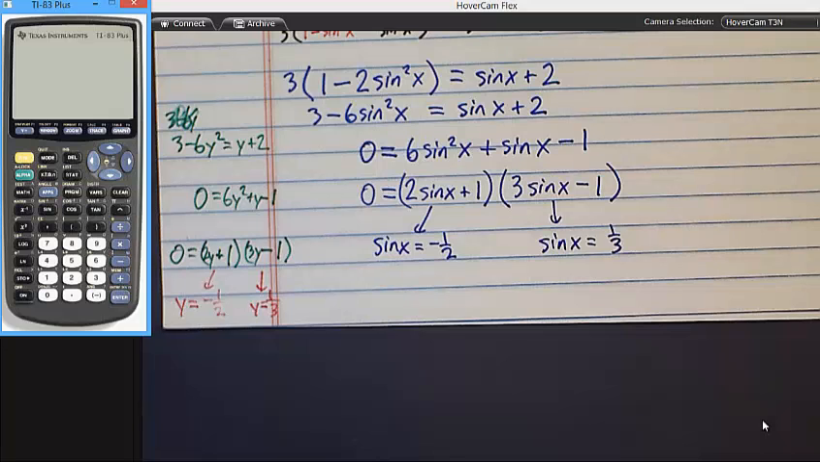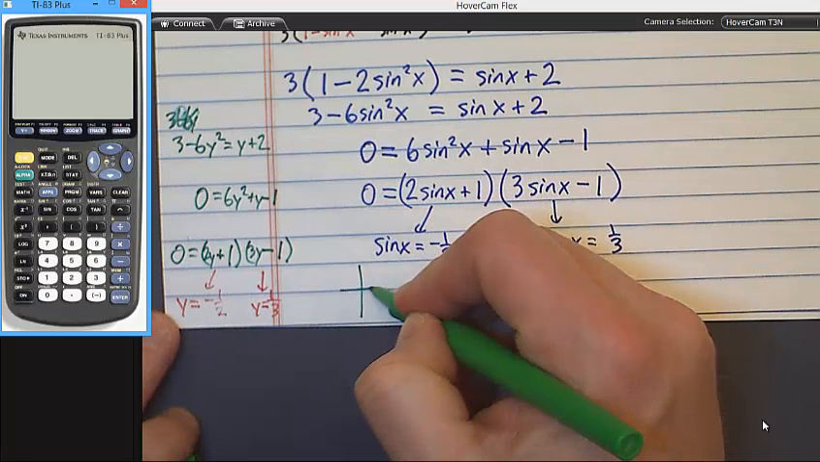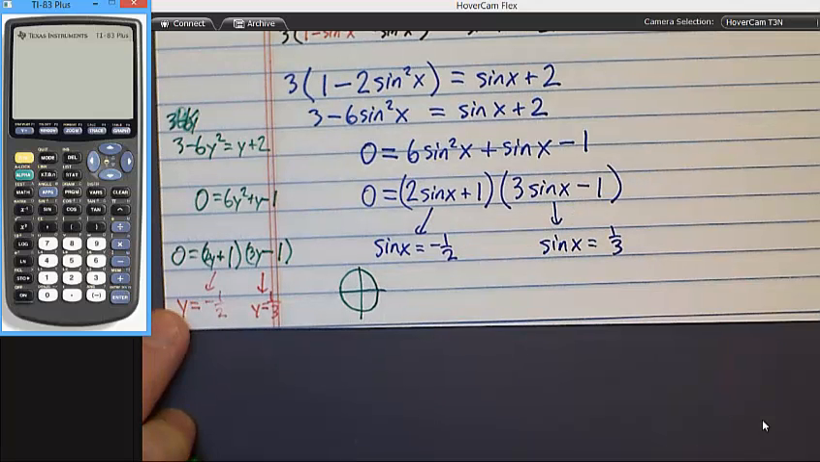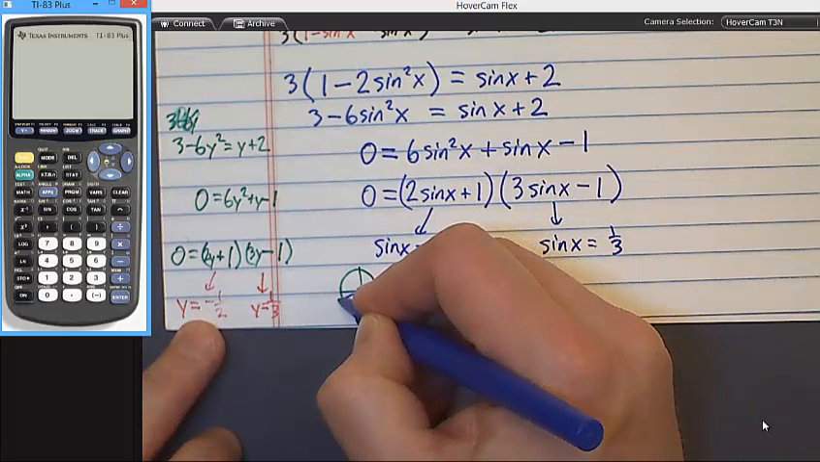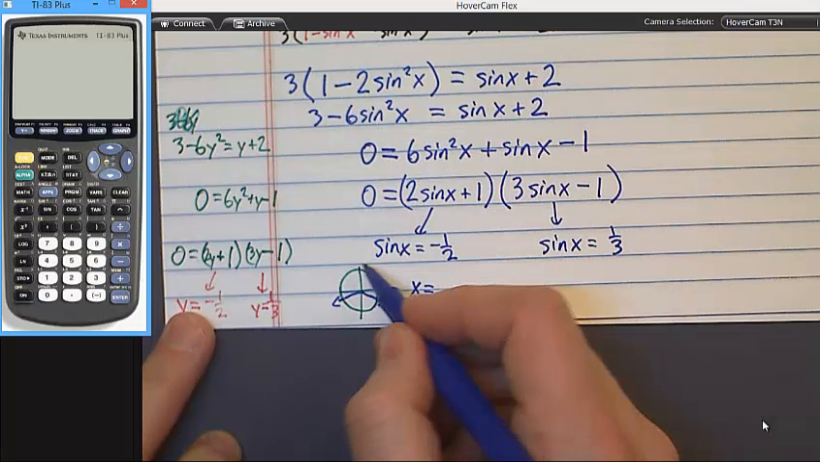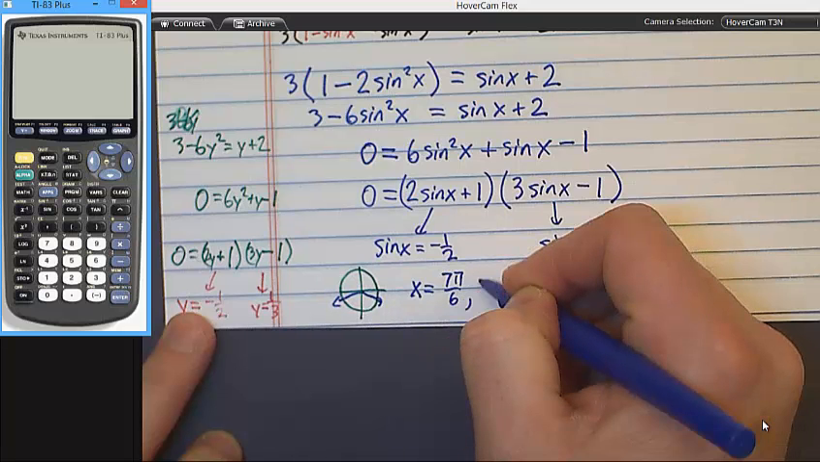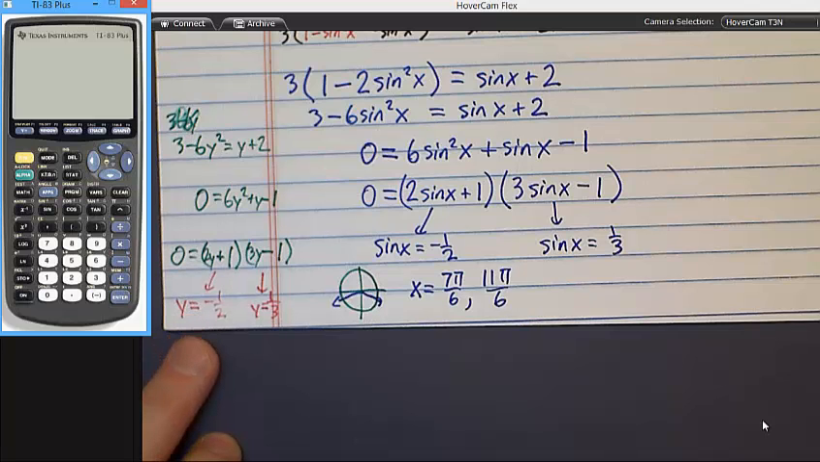And now I have to find x values, right? And this is where drawing the picture can help. So where does that happen? That the sine is negative 1/2. Well, it happens, I know, down here, right? And there. And so it looks to me like x could be, I think that's 7 pi over 6 or 11 pi over 6, right? Because we all want all the ones between 0 and 2 pi.